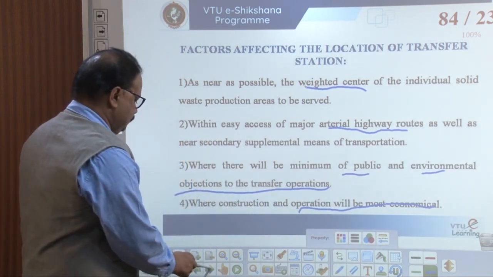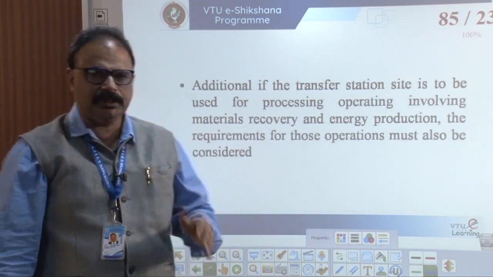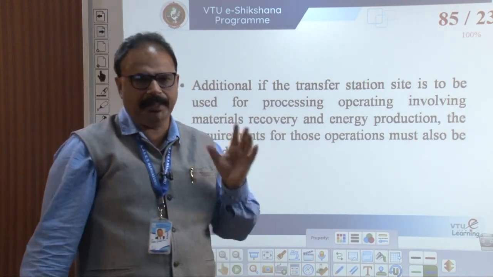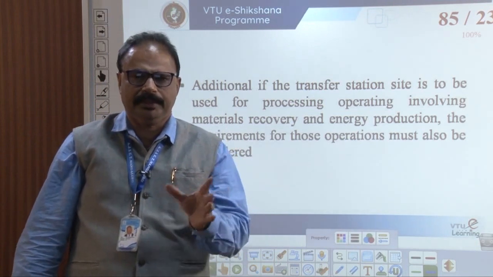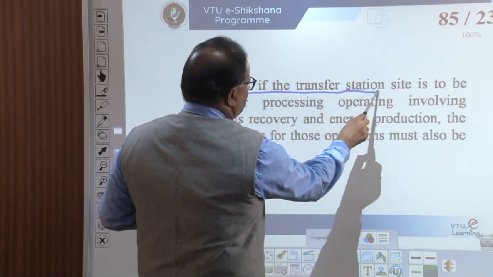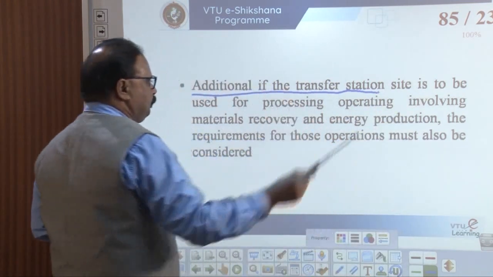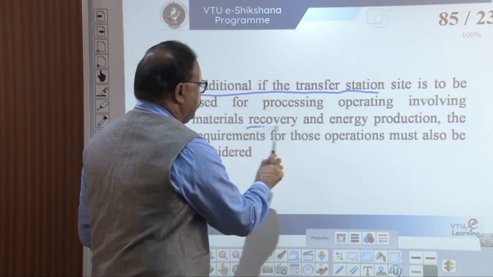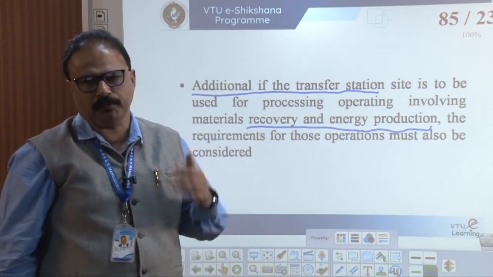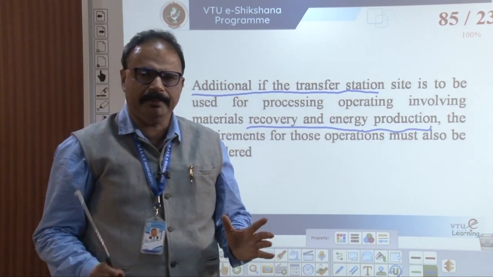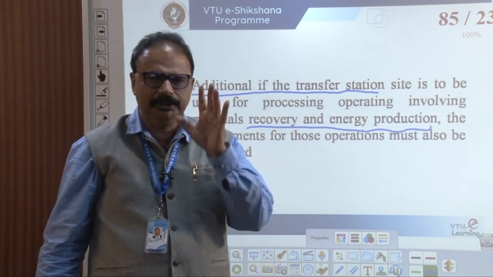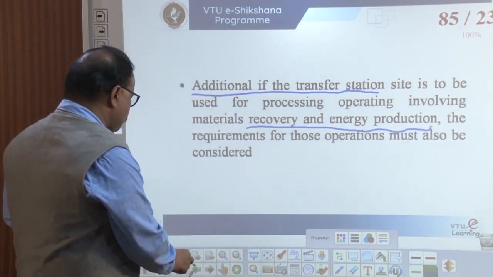This is a factor. In addition, if the transfer station site is used to process operations involving material recovery and energy production, those requirements must be considered. The site may be used for processing and recovery of energy. If you want to produce electricity from the waste, the requirement of land nearby should be there. These are the factors affecting the transfer station.